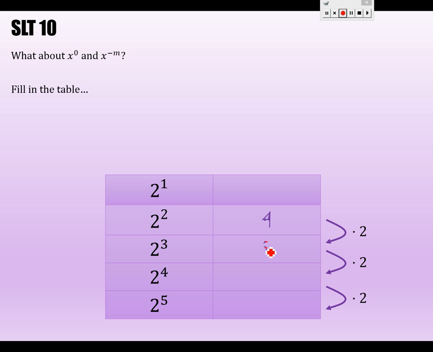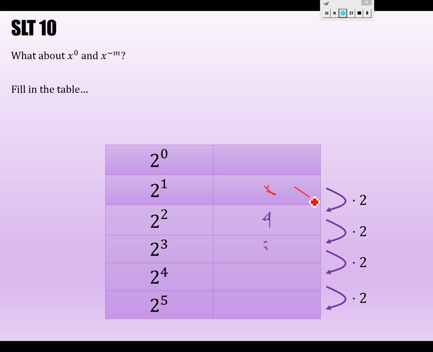Now I have a question for you. What about 2 to the 1st? 2. Why? Keep in mind that if this rule holds, how do we go back up the table? Divide by 2. Okay, we could divide by 2 to go back up the table. So this has to be 2. What about 2 to the 0? Divide by 2 again, it's 1. Here I will write it over on the board. 2 to the 1. 2 to the 0. 2 to the 2nd is 4. And if we're dividing by 2, this is 2.